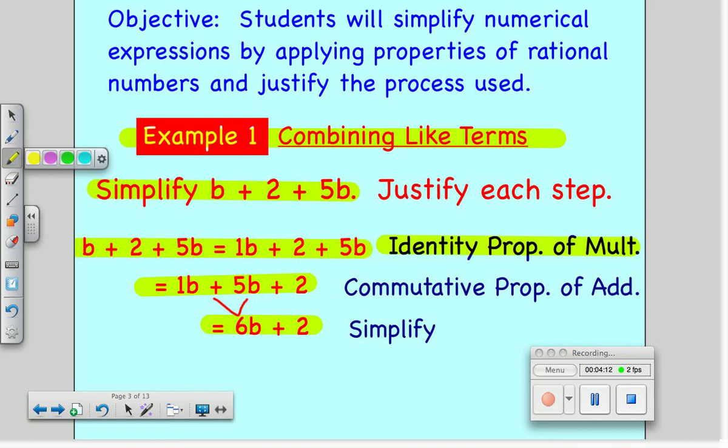And I changed the order using the commutative property of addition. So I switched the order by moving the 5b where the 2 was and the 2 where the 5b was, so that all of my like terms are together, making it much more simple for me to add them together, making sure I don't miss any. Okay? Next.